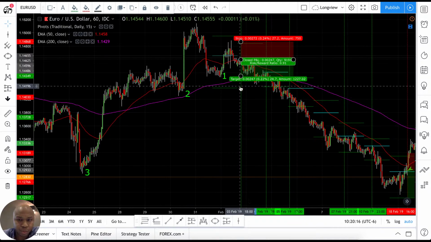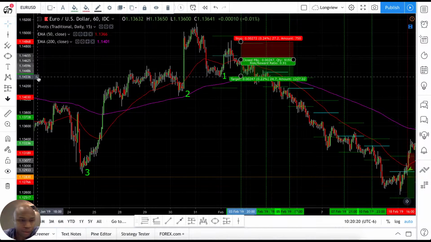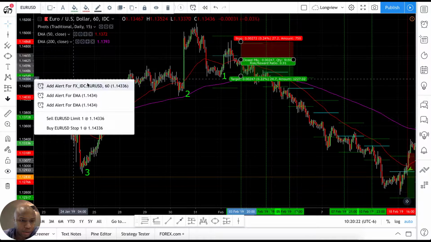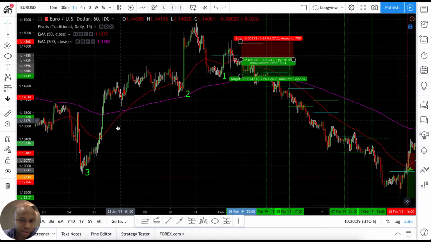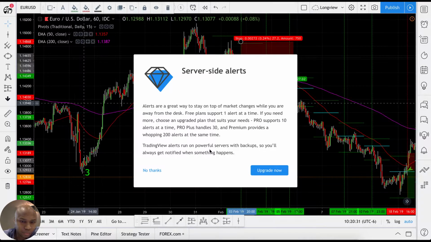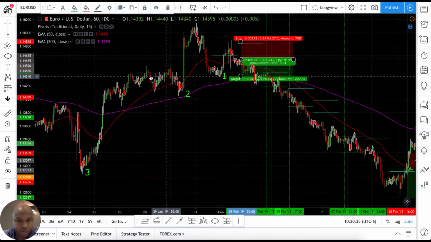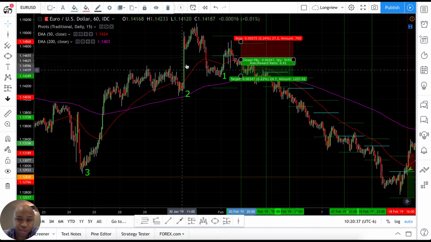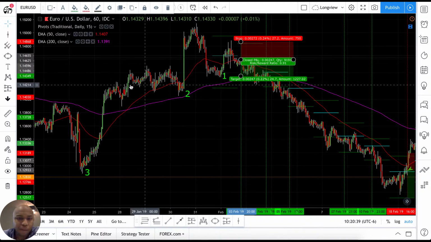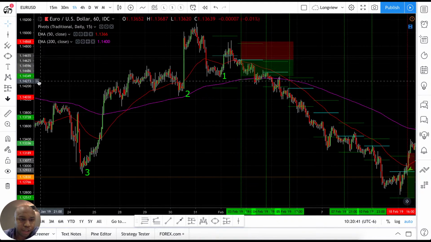So this is number 1. So number 1 would get a plus right here. Add an alert, not for the EMAs, just for the pair, right? Okay, so these are free charts. I need pro charts to do that. But what you want to do is have alerts.